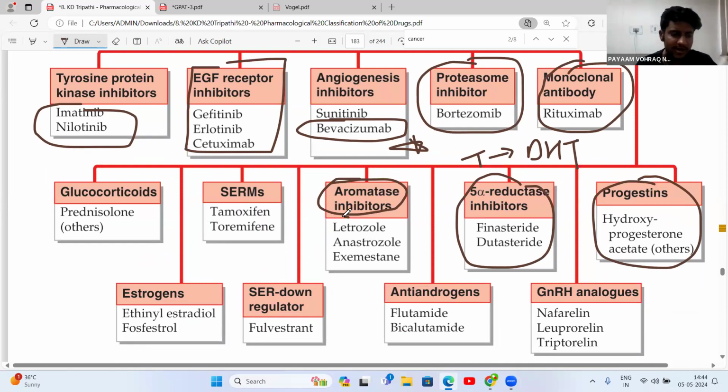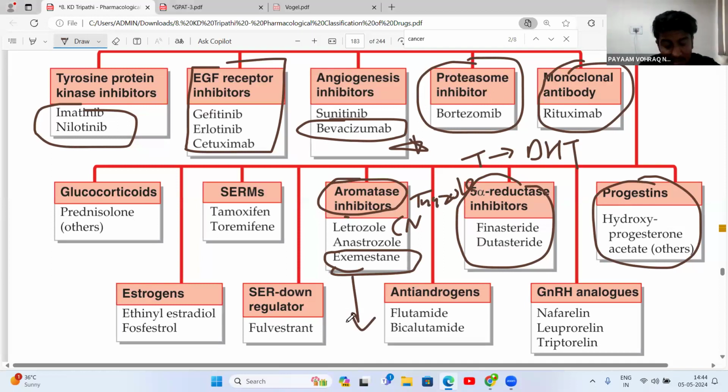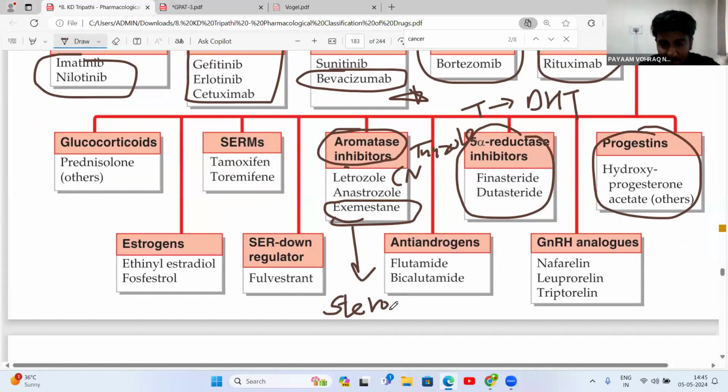Among anastrozole, letrozole, and exemestane, which drug has which ring? This has been asked. Does exemestane have a steroidal ring? True or false? Yes, exemestane has a steroidal ring. Very good. And anastrozole and letrozole are widely used drugs, and they have a triazole ring. Anastrozole and letrozole have cyanide groups and a triazole ring. So please note that of the three aromatase inhibitors, exemestane has a steroidal ring, and anastrozole and letrozole have a triazole and cyanide group. Okay? Understood?